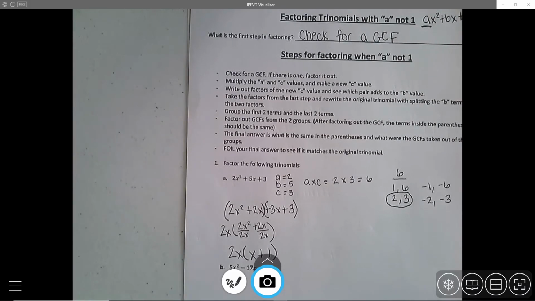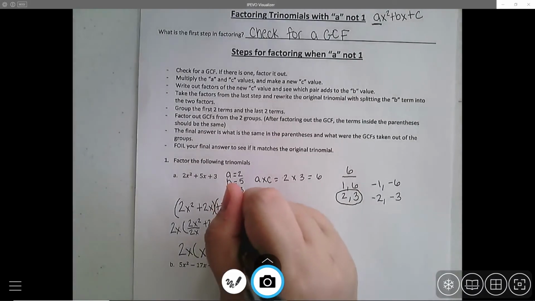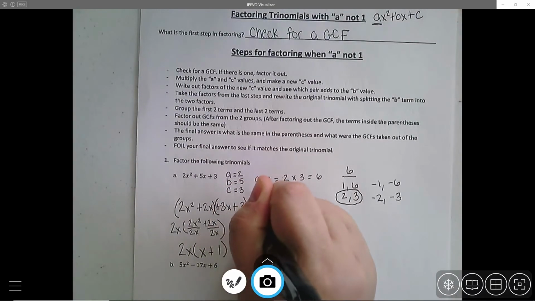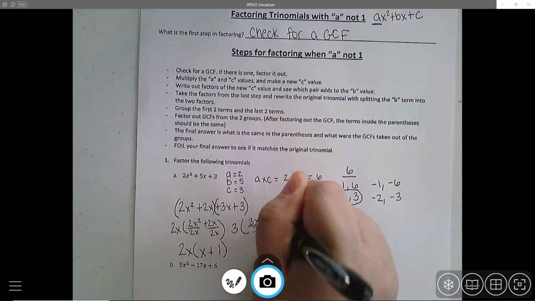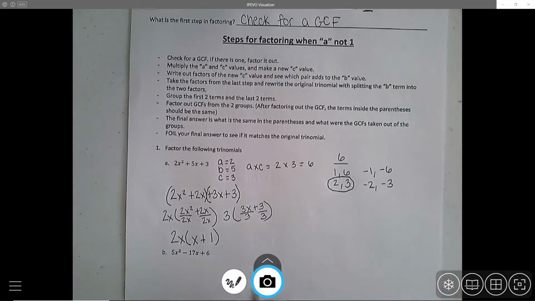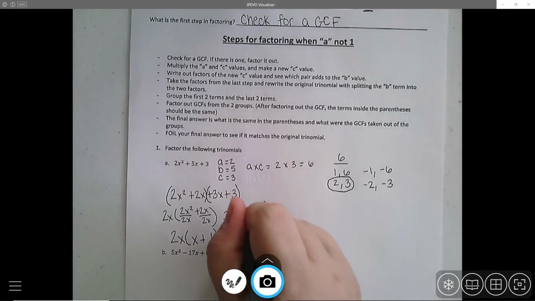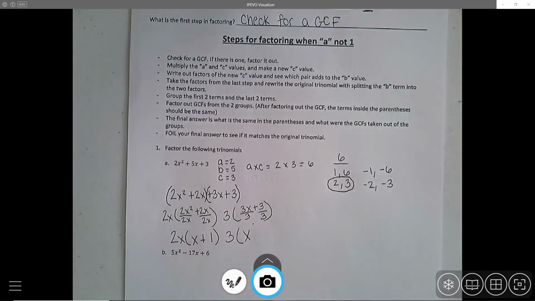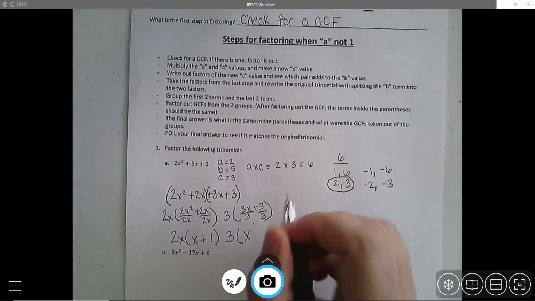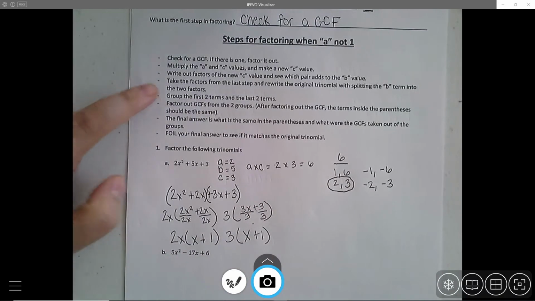So I go back here to my problem. My GCF is outside, and I take what's in that parentheses and divide by that GCF. GCF comes down. 3 divided by 3 is 1, but since there's an x there, we're not going to write it. 3 divided by 3 is 1. I have grouped the first term and factored out the GCF.